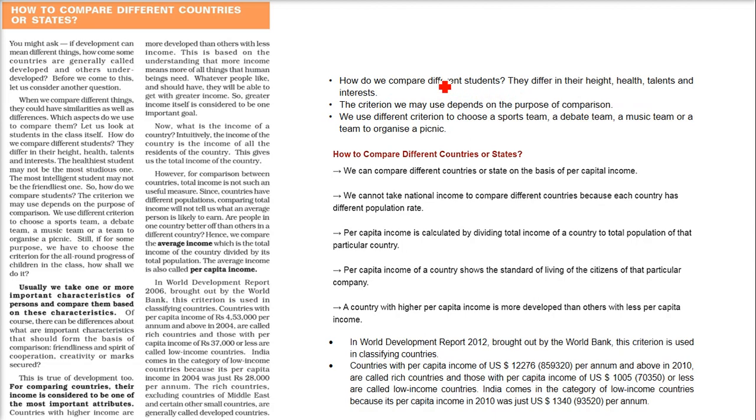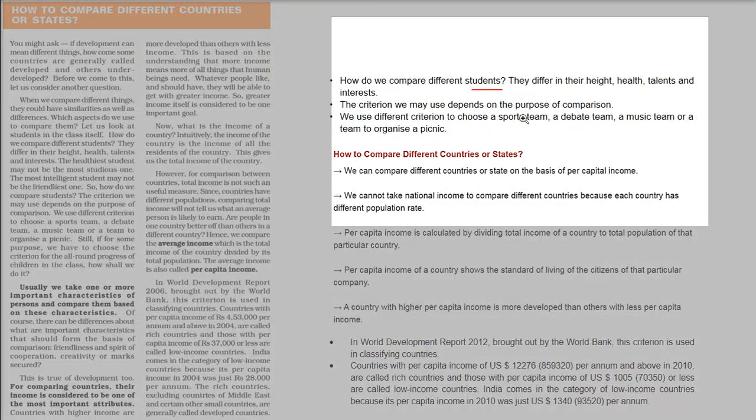So how do we compare different countries and states? Let me tell you what we are trying to discuss. When we say that India is lagging, America is developing, or Bangladesh is advanced in textiles, we are comparing two different countries. So how do we compare it? What are the parameters? I'll just take an example of students.